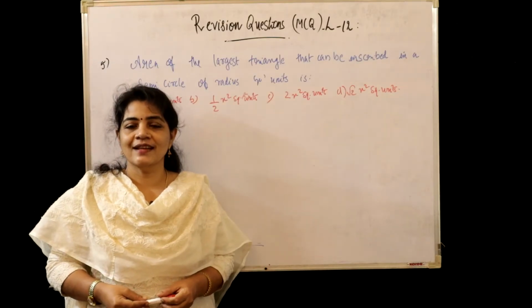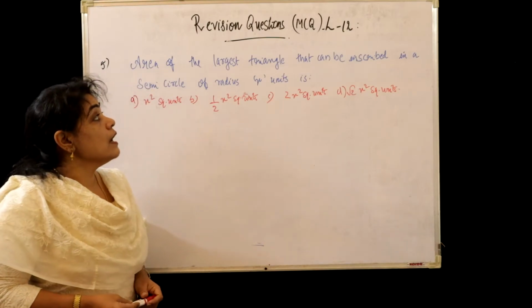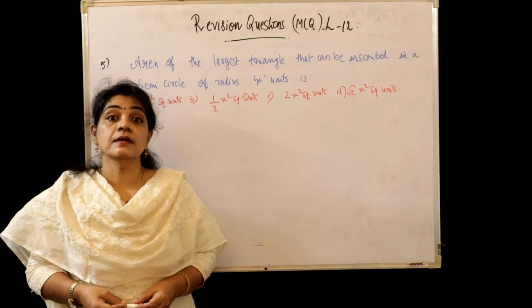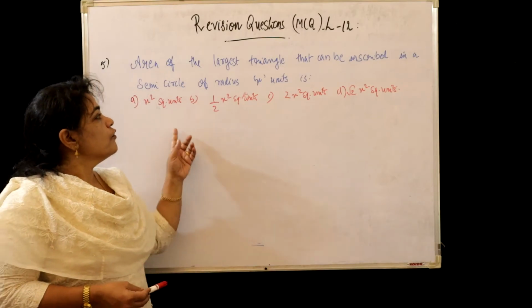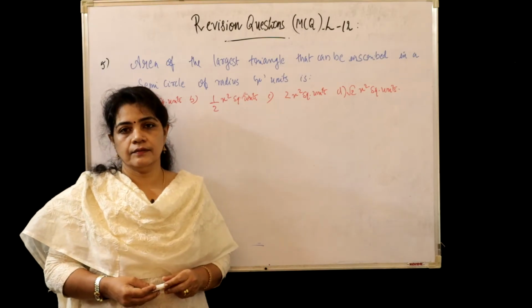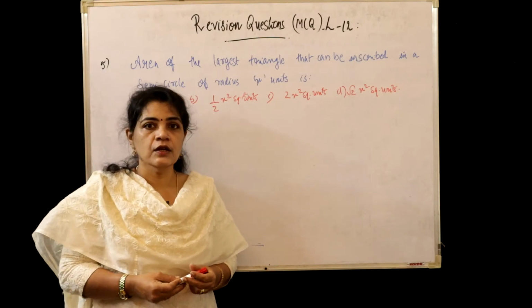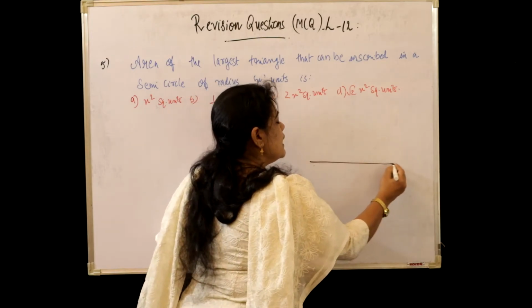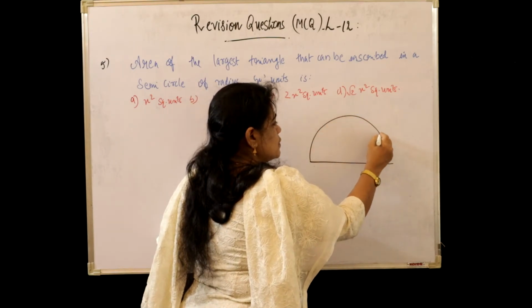Now the next question: the area of the largest triangle that can be inscribed in a semicircle of radius r unit. It's a very important question. So we have a semicircle whose radius is equal to r.